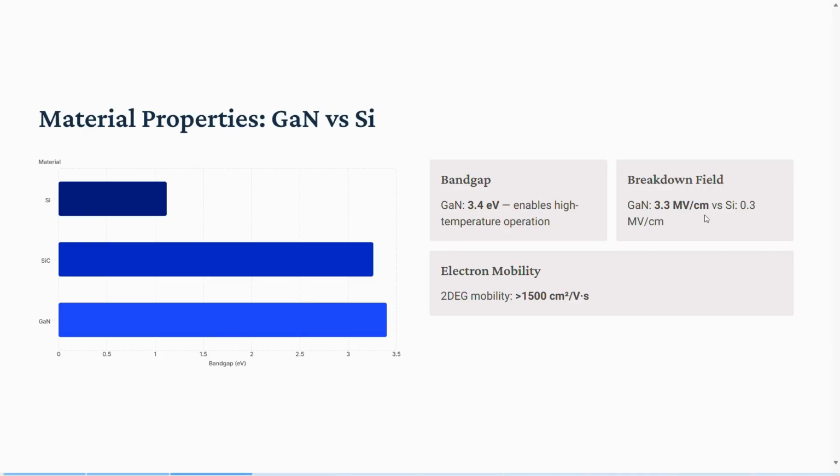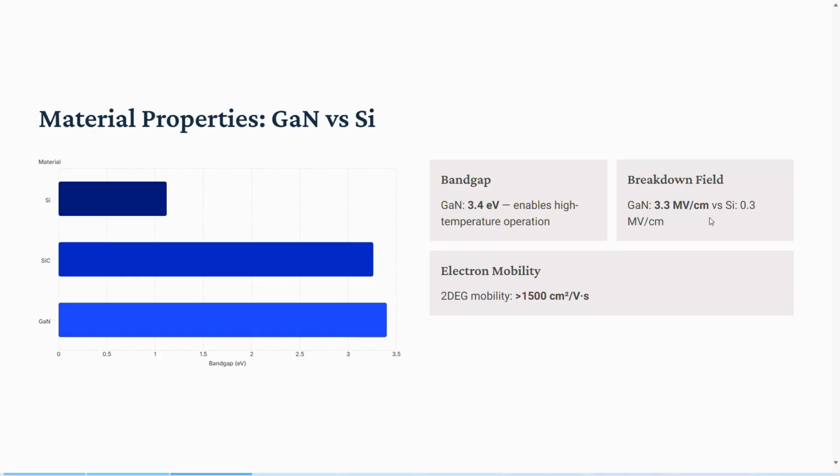Next, electron velocity and mobility. GaN allows faster electron movement, enabling high frequency operation. Another important point is thermal performance. GaN devices can handle more heat and still function efficiently. Overall, GaN provides a combination of high power capability, high speed, and reliability, which is not easily achievable with silicon.